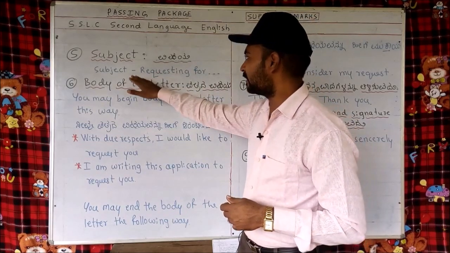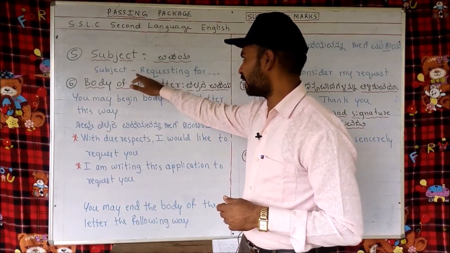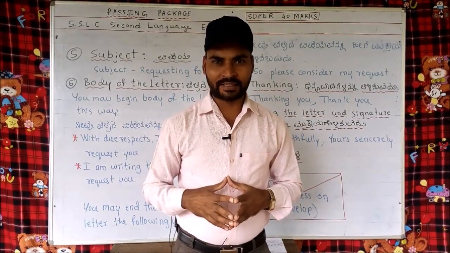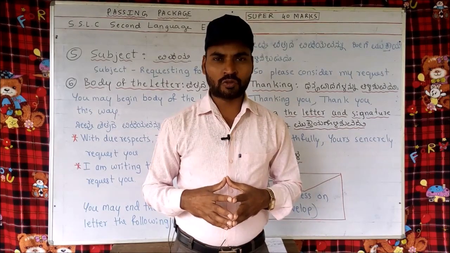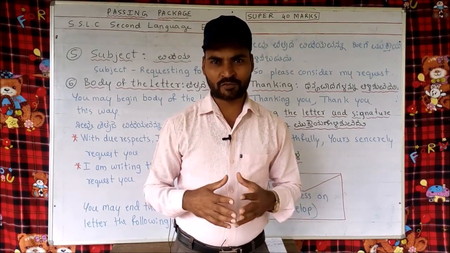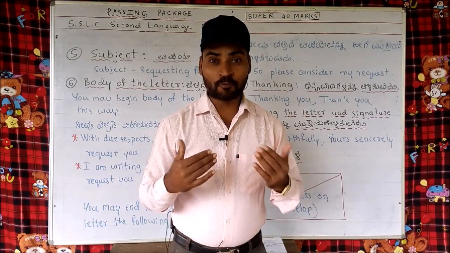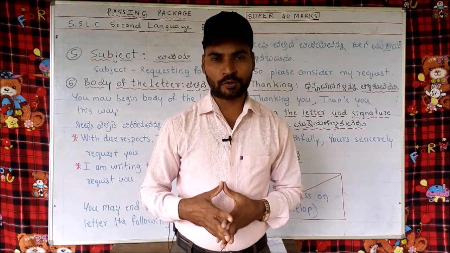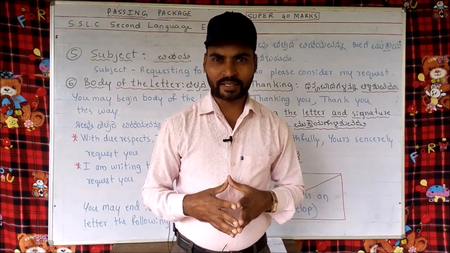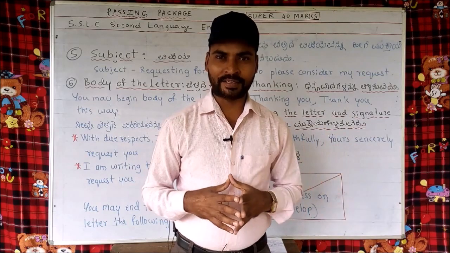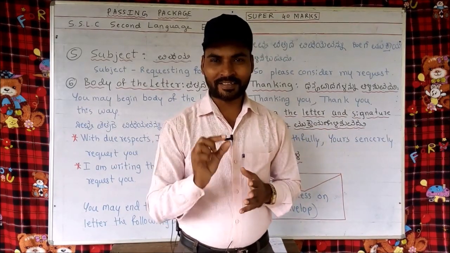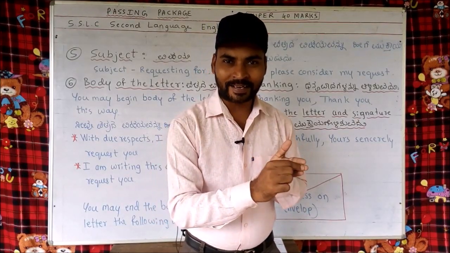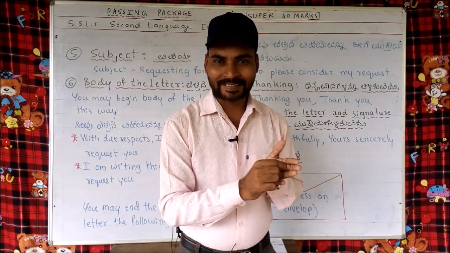5th step is subject. Subject, requesting for. We are writing the letter to the heads of the offices here. So while we are writing, we have a subject for that. What subject? What is the work that we want to be done, that we should write. Take the example of your school. You want a transfer certificate or a character certificate. In the subject you write that. In 1 or 1.5 lines you write this subject. Requesting for transfer certificate or requesting for character certificate.